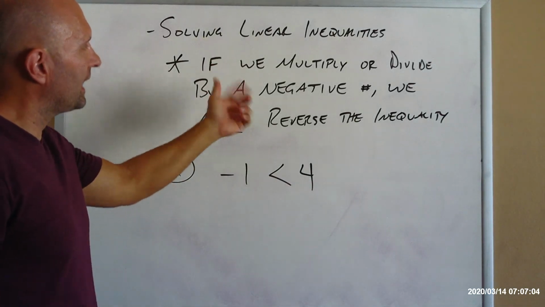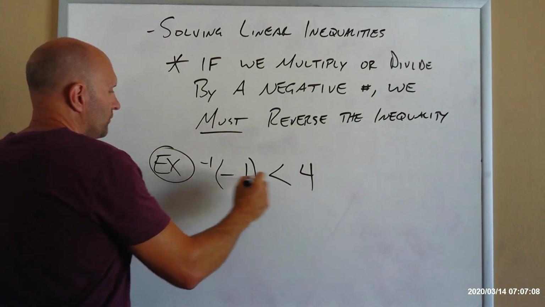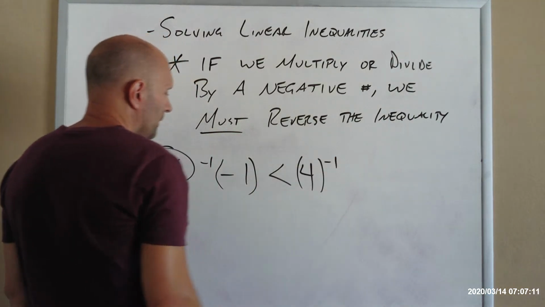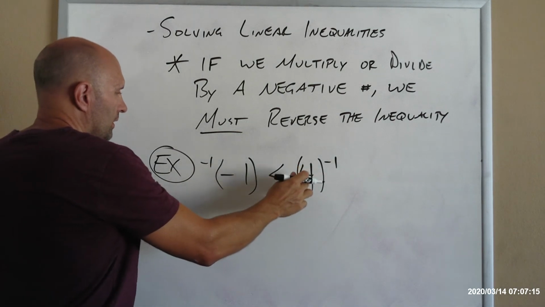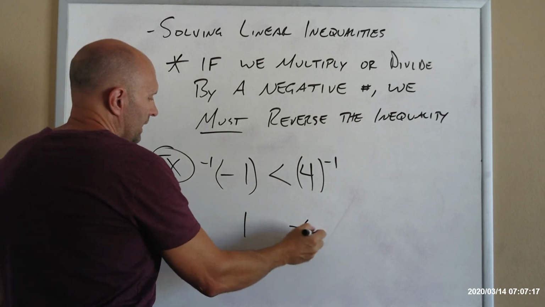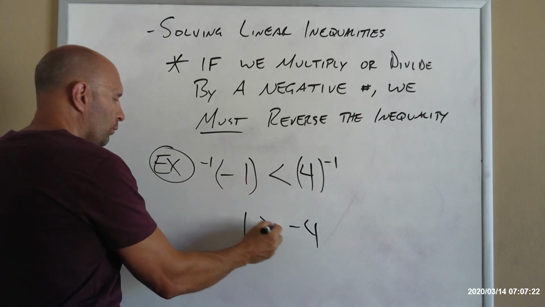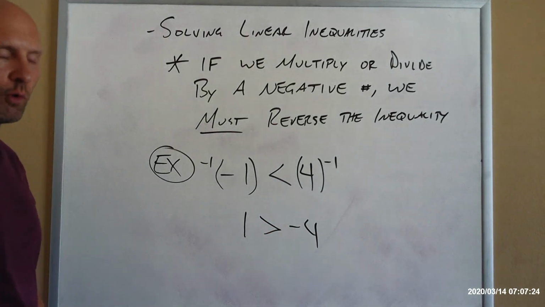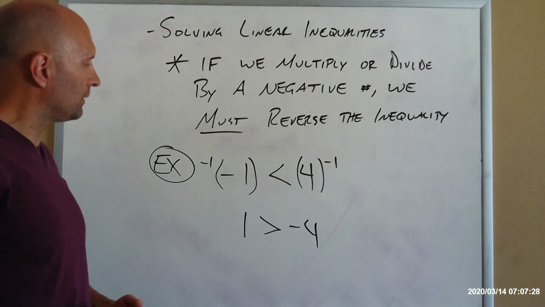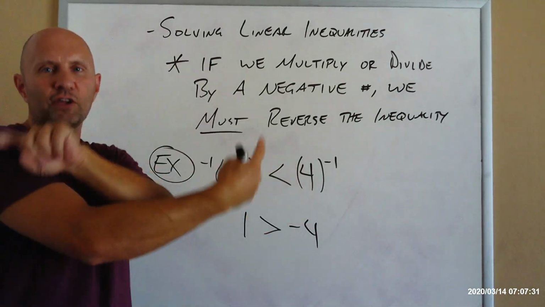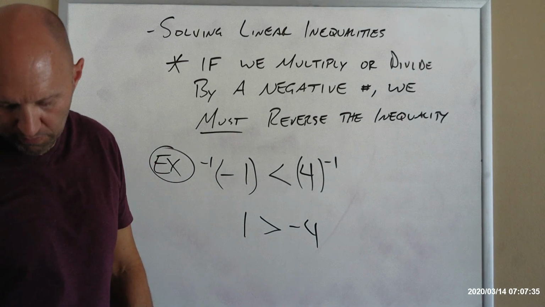And the reason I have to switch this, that's the point I'm trying to make here, is if I multiply both sides by negative 1, what happens to these numbers? Negative 1 times negative 1 is positive 1. 4 times negative 1 is negative 4. So now 1 is not less than negative 4, 1 is greater than negative 4. That's a simplistic way of showing you why we have to reverse that inequality. We're changing the side, which essentially flips it on the number line. So we have to be careful there.